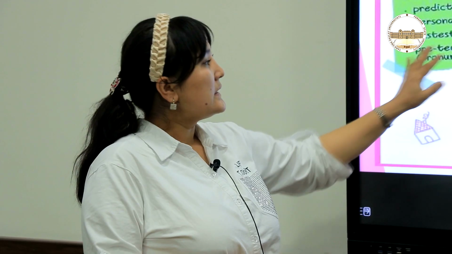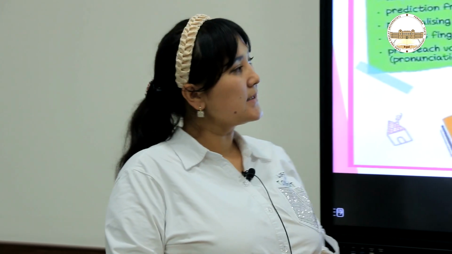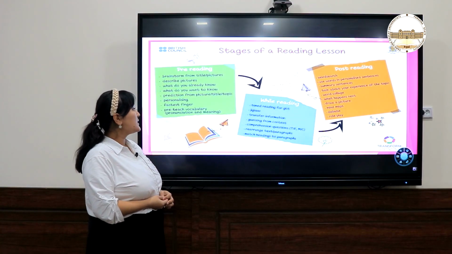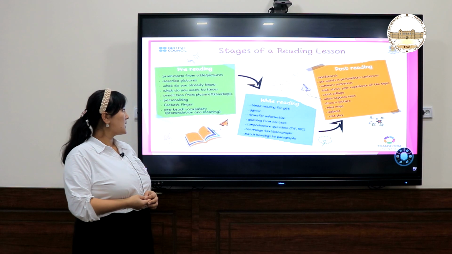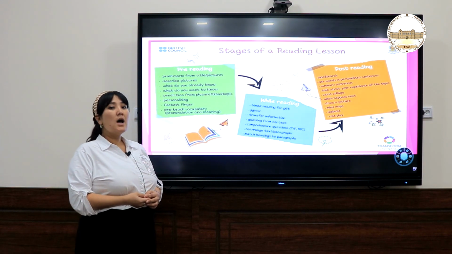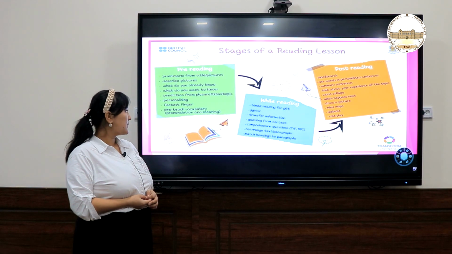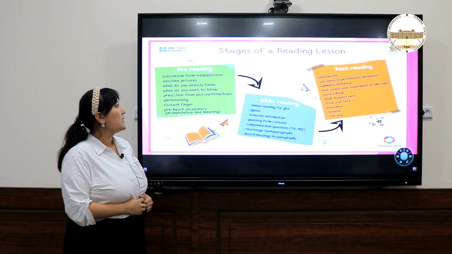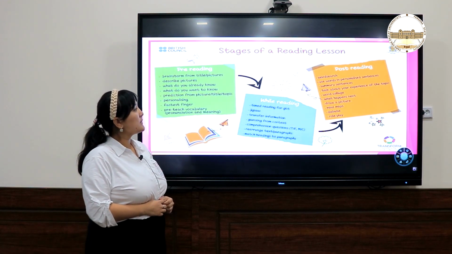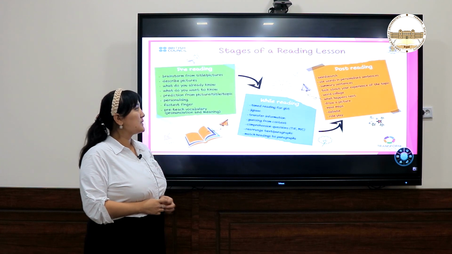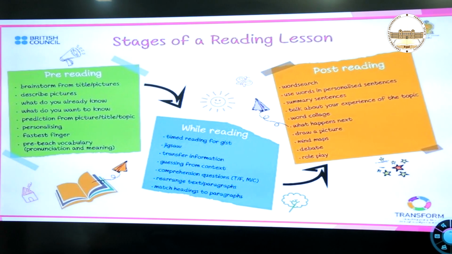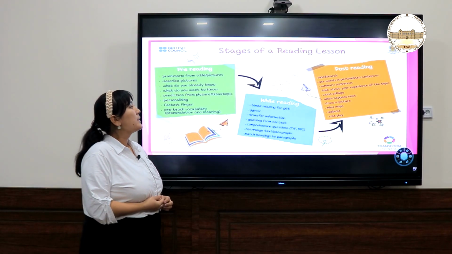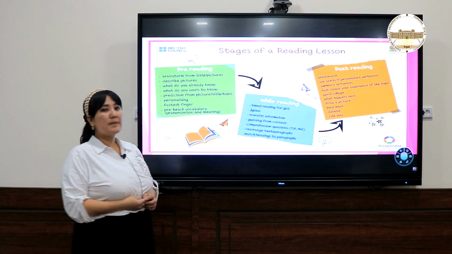Fastest finger, pre-teach vocabulary. In while reading, we can see these activities like timed reading for gist, jigsaw reading, transfer information, guessing from context, comprehension questions like true, false, or matching tasks, rearranging text, paragraphs, multiple choice, and matching headings to paragraphs. In post-reading, word search, use words in personalized sentence, summary sentence, talk about your experience of the topic, word collage, what happens next. Here they can predict the future, and draw a picture, mind maps, debate, and role play.